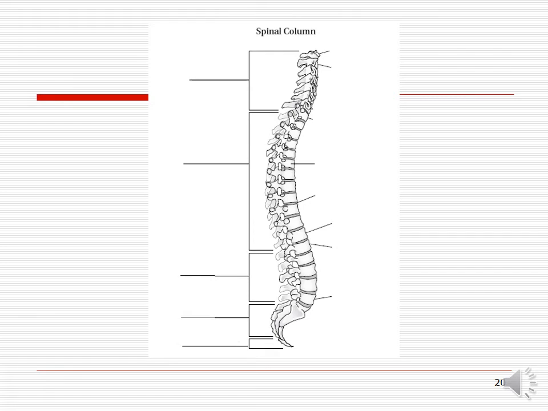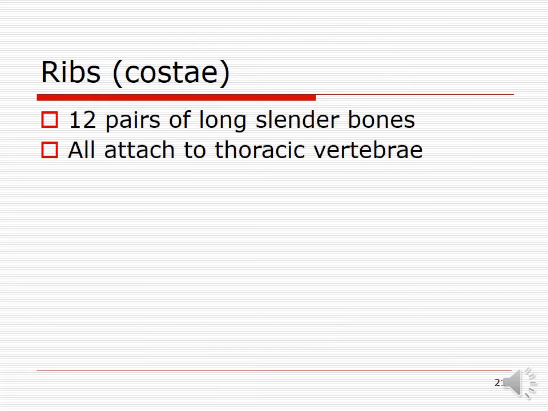So this is a graphic of the spinal column, and you are going to be expected on a test or a quiz to be able to fill this out. So you're going to have to know that the top portion are the cervical vertebra, and follow down the thoracic, down to the lumbar, and the sacrum, and the coccyx. And in addition, you're going to need to know how many of each vertebra are in each section.